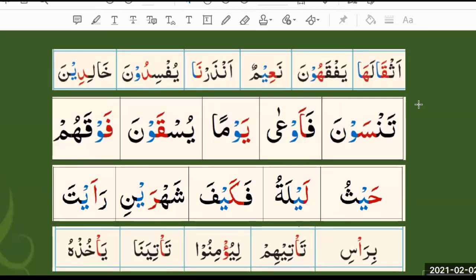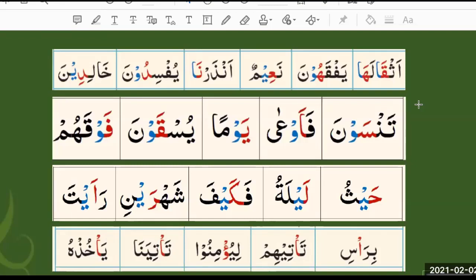Askolaha. Could you please recite Ta'awwudh and Tasmiyah first? Oh, I recited it in my mind. A'udhu billahi minash shaitanir rajim. Bismillahir Rahmanir Rahim. Asqalaha. Yafqahuna. Na'imun. Anzarna. Yufsiduna. Halidina.